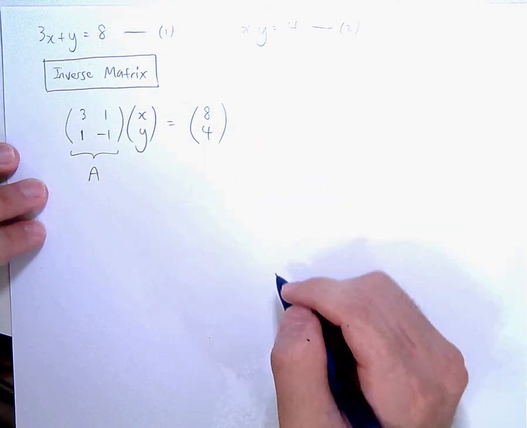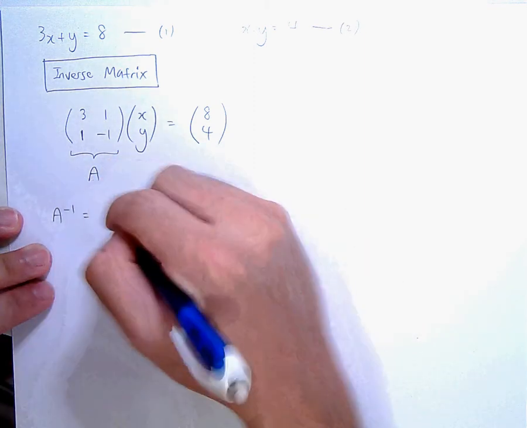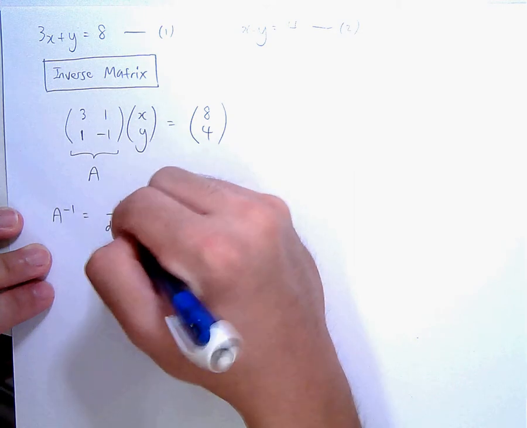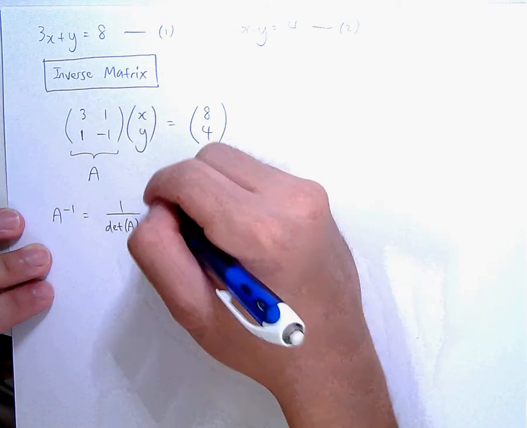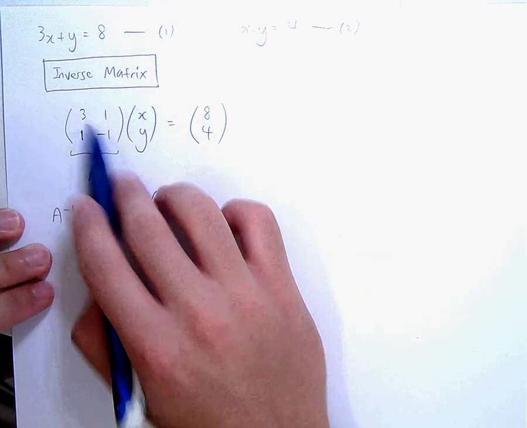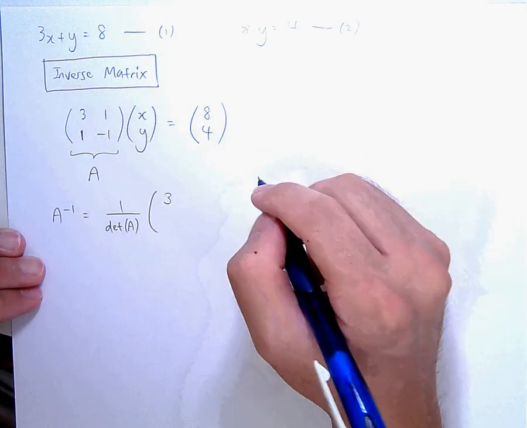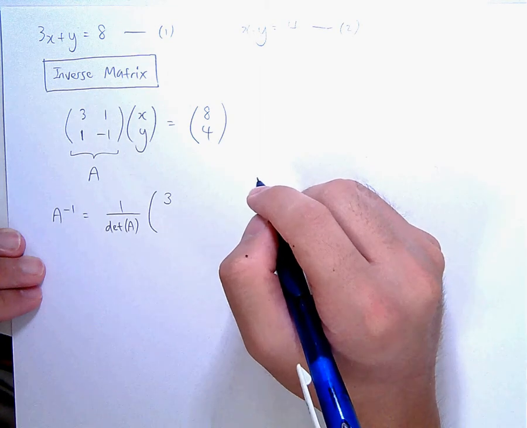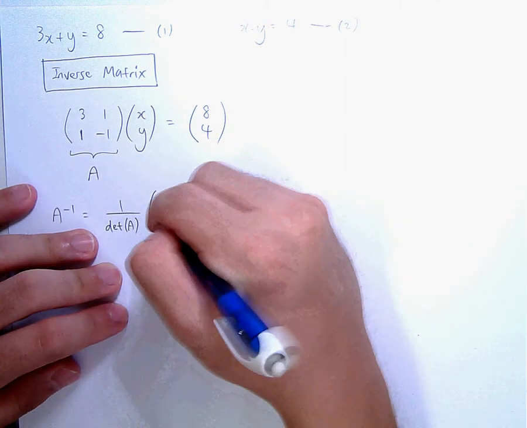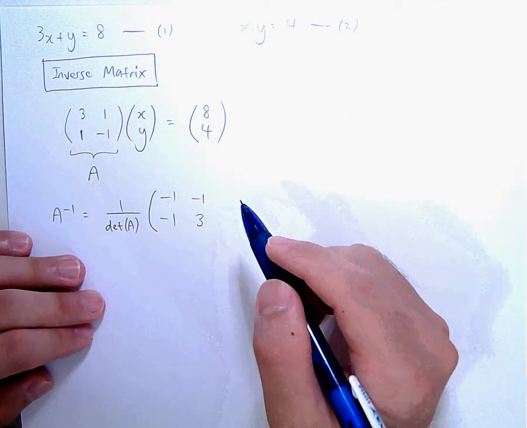Just in case you've forgotten how to get the inverse of a matrix, let us work it out very slowly. So the inverse of the matrix will be 1 over the determinant of the matrix. And then for these two entries, I'm going to swap their positions. Sorry, I made a mistake here. We will have -1 and 3, and then for these two entries, we're going to add a negative sign to it. So we will have -1 and -1.